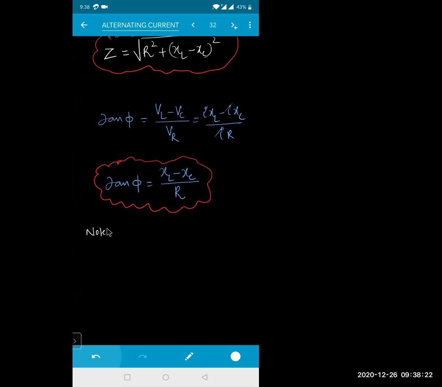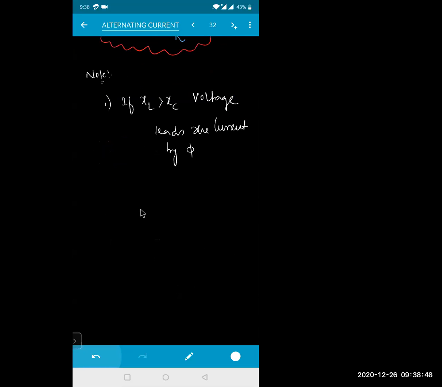Now let us try to make some applications of this. Number one, if XL is greater than XC, that means the reactance of the inductor is greater than that of the capacitor, then voltage leads the current. Voltage leads the current by phi. So here I can write current I is equal to I naught into sine of omega t minus phi.